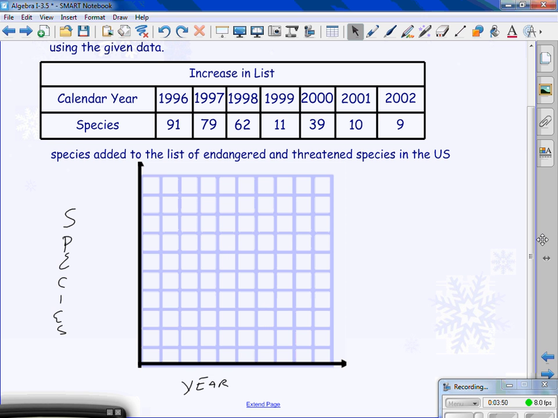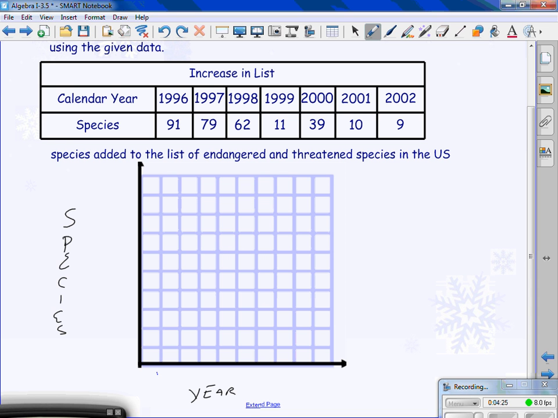Now I can worry about my scales. How many numbers do I have here? 1, 2, 3, 4, 5, 6, 7. I know I have 10 boxes here. You probably have a little bit more than 10. So you might want to go every one, every other one, whatever way you can get it to fit. But you don't want to change your scale. You don't want to go 2 spaces, then 1 space, then 2 spaces, and 1 space. You want to keep it the same.